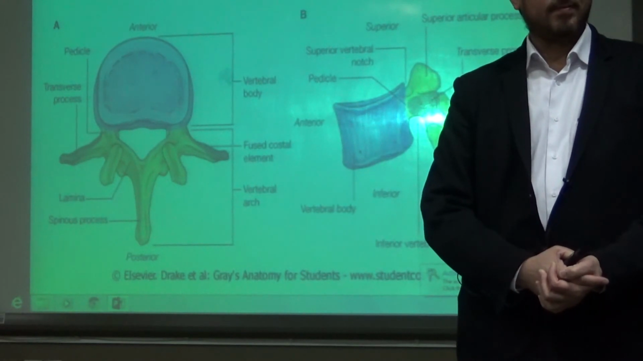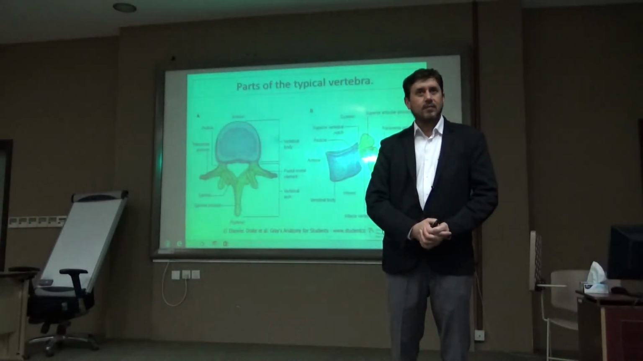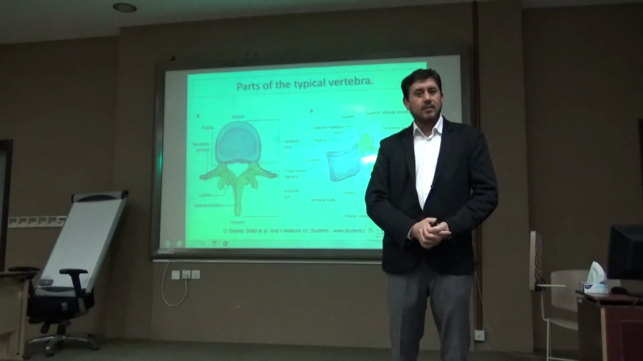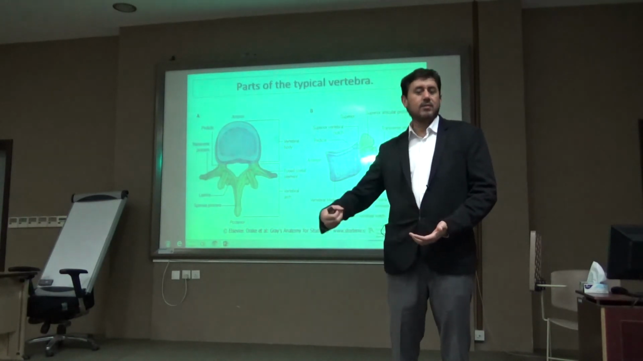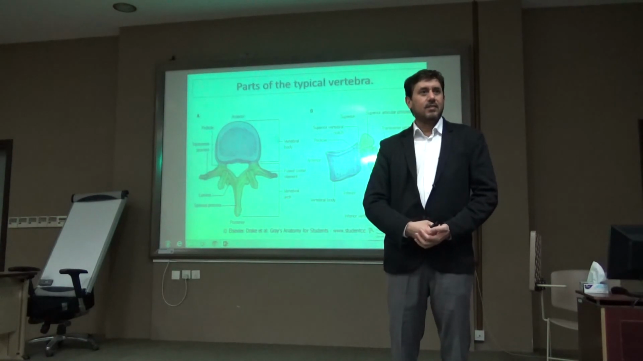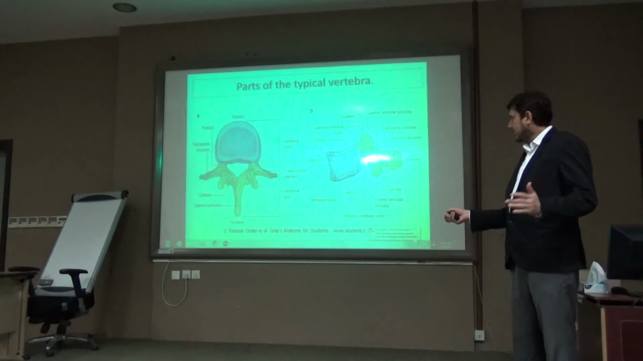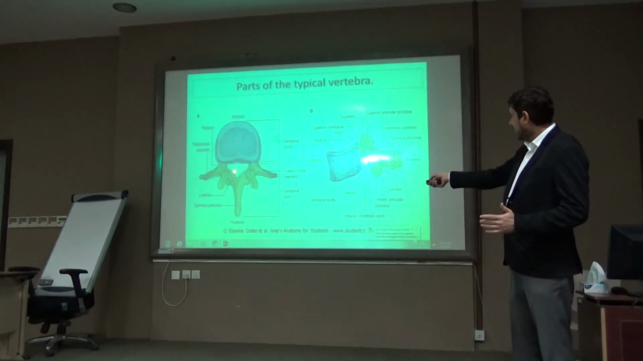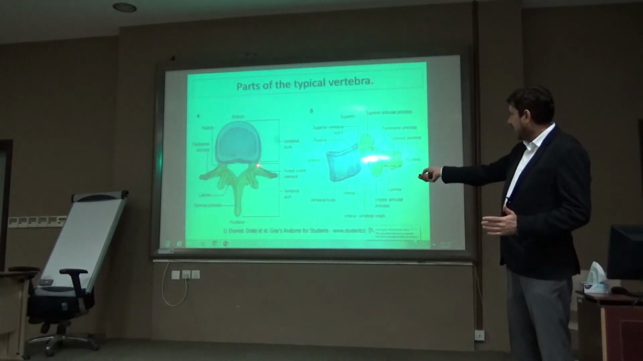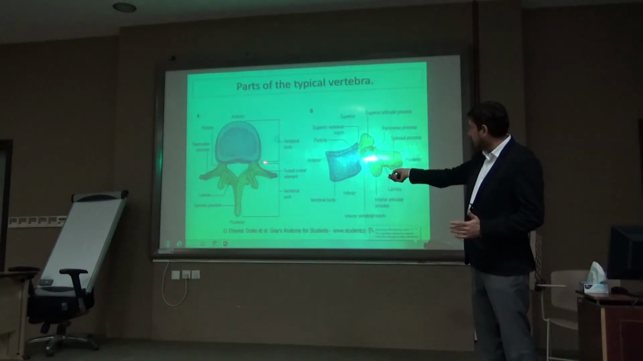The vertebral foramen is where the spinal cord is present, yes, and the intervertebral foramen is where the spinal nerve comes out. Are you agreed with that? The intervertebral foramen is on the side, over here. So the spinal nerve will come out through this one.